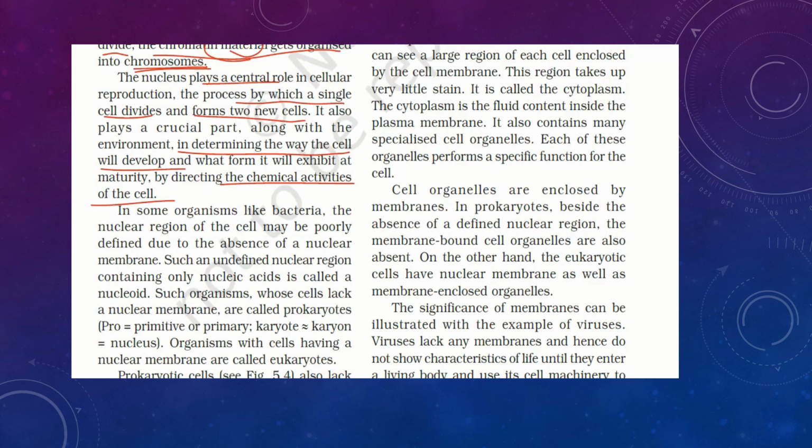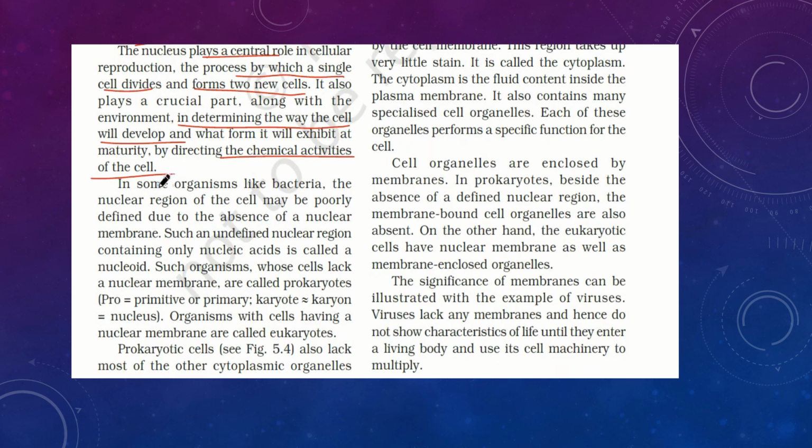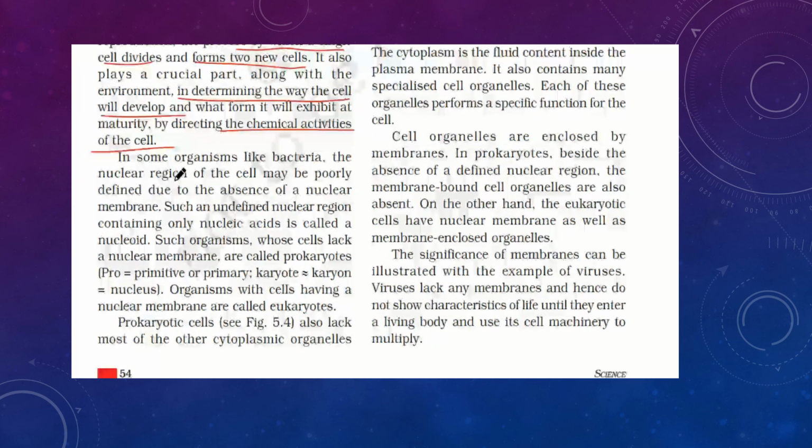Now, we will move on to certain organisms like bacteria whose nuclear region is not well developed, okay? It may be poorly developed due to the absence of a nuclear membrane. They do not have any specific nuclear membrane to cover the nuclear material, so it is not well developed. That is called the nucleoid. That is not a nucleus, that is a nucleoid. Such organisms or cells that lack a nuclear membrane are the prokaryotes. Pro means primitive or primary, and karyon means the nucleus. So, it is a primitive kind of nucleus, right?